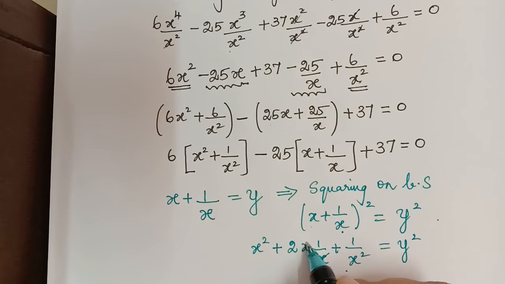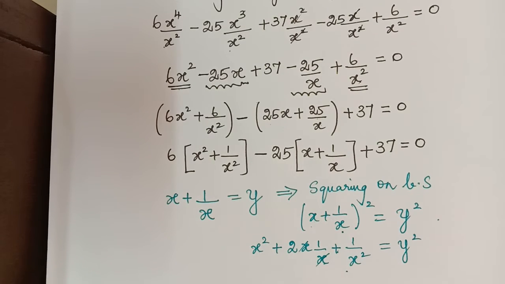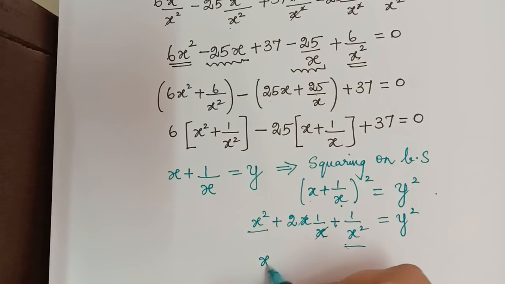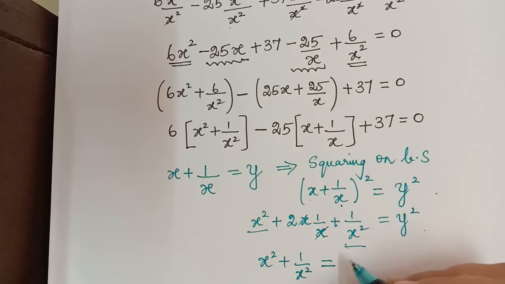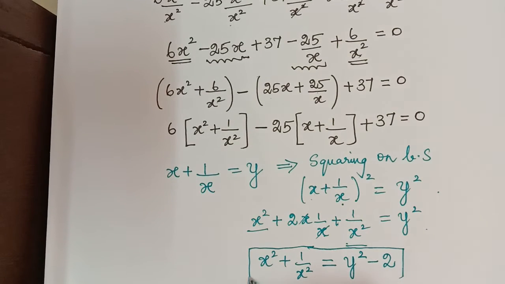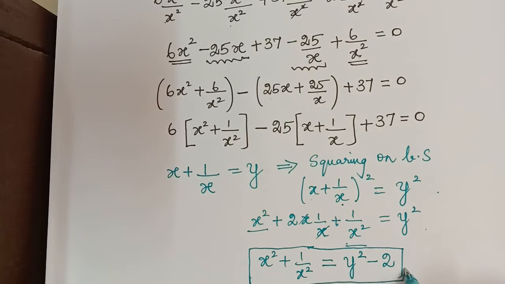Now this x and this x will get cancelled, and we will gather this term and its reciprocal. So it will be x squared plus 1 by x squared is equal to y squared minus this constant 2. We will take it to the right. So this is x squared plus 1 by x squared equal to y squared minus 2.